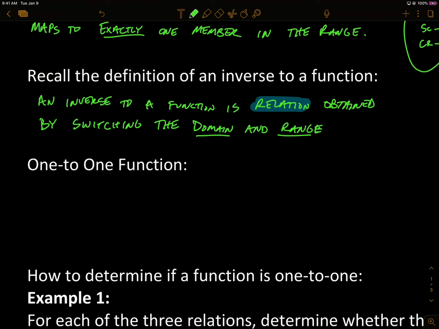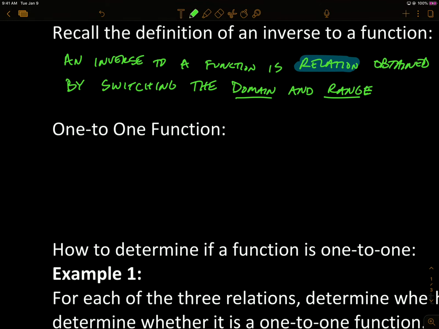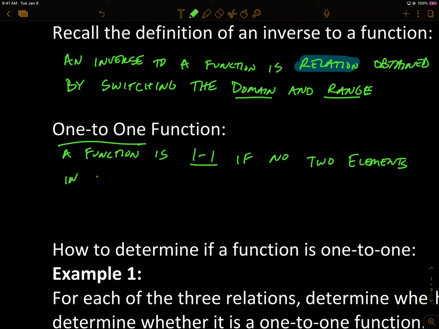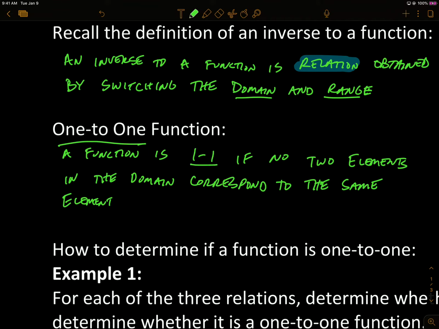So let's move on to look at what a one-to-one function is. That's going to be where the inverse is itself also a function. So I'm going to say it this way. A function is one-to-one. I can write it like that as well. You'll see me write it this way and this way. If no two elements in the domain correspond to the same element in the range.